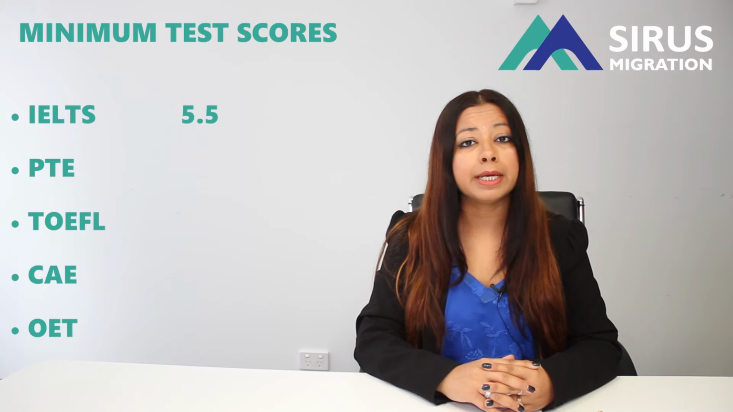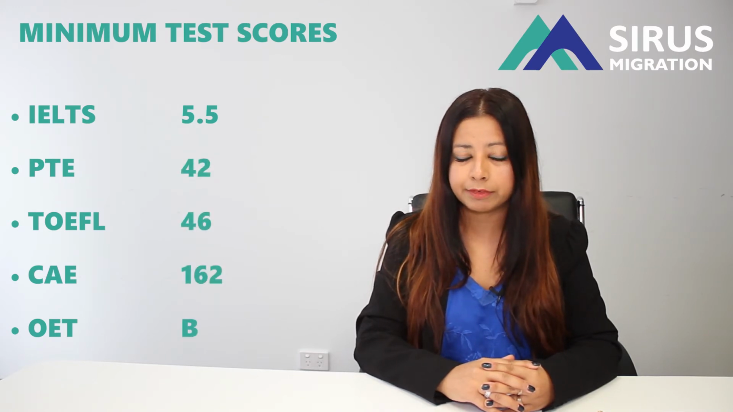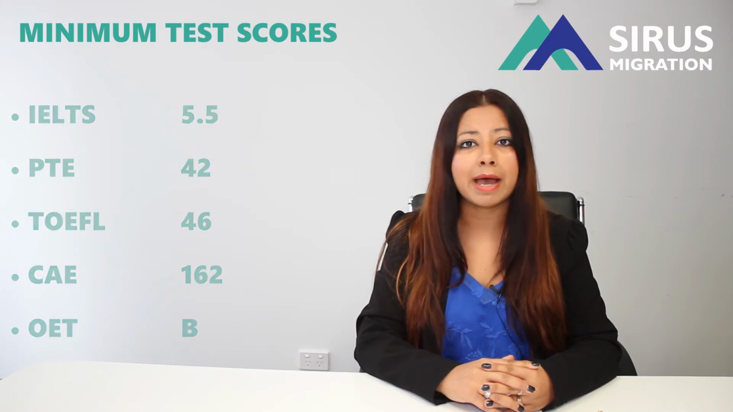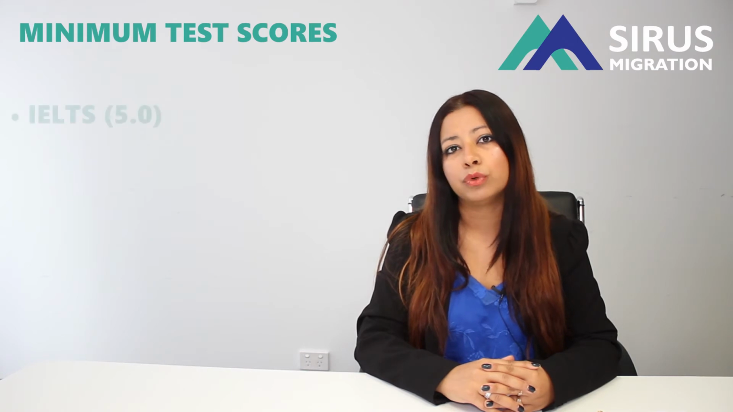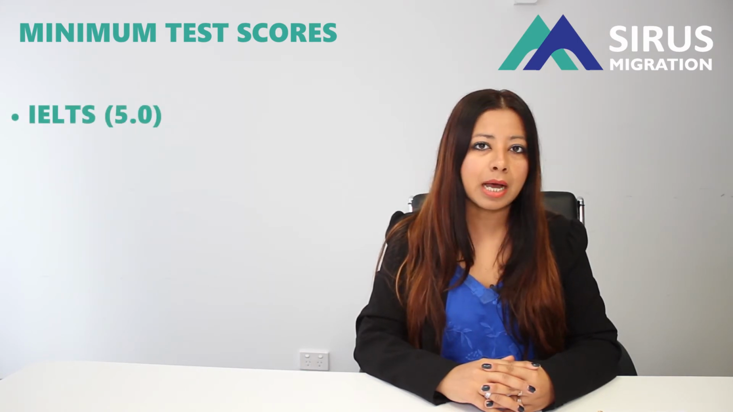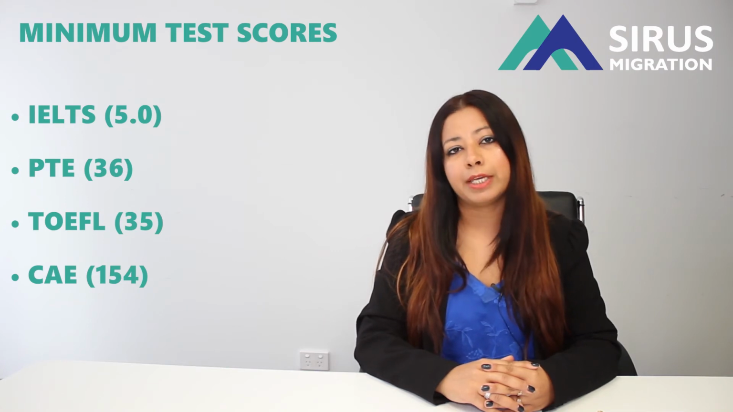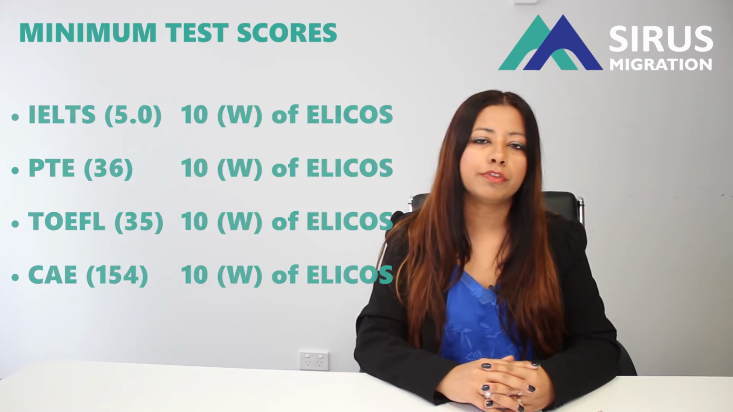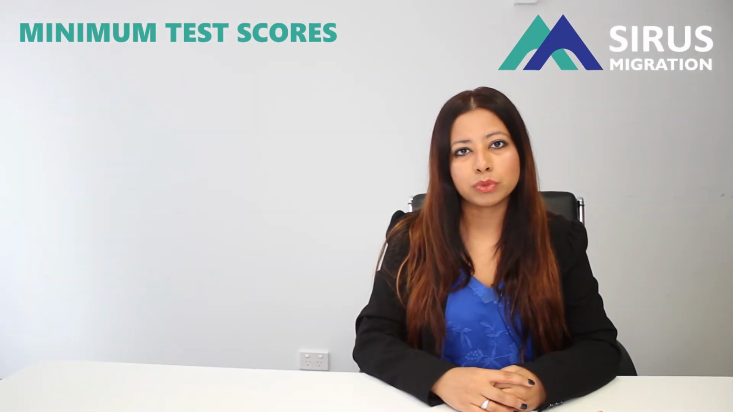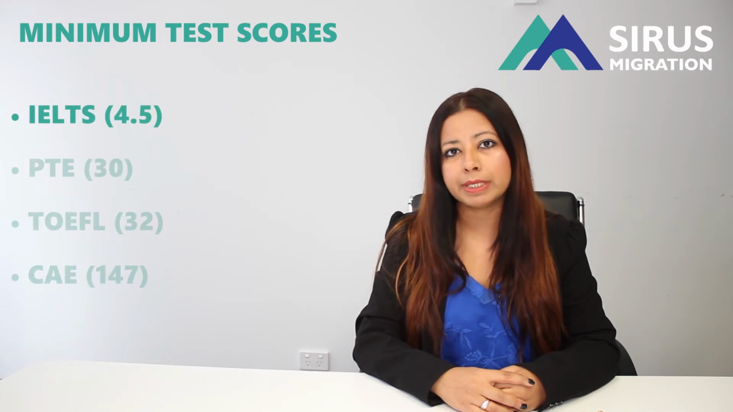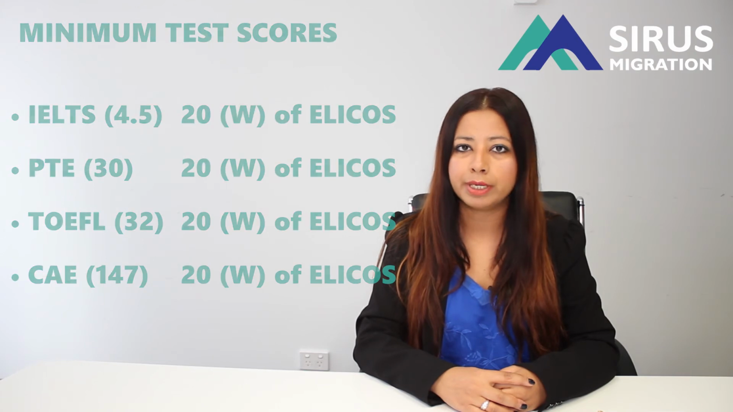Now, if you are doing any other test, you need to have an equivalent of the overall band score of 5.5. So in a situation when you do not have an overall band score of 5.5, say for example, you have an overall band score of only 5 in IELTS or any other equivalent English tests, then you need to package your primary course with 10 weeks of ELICOS course. And in a situation where you've only got the overall band score of 4.5 in IELTS or equivalent, then in that case you will have to package your primary course with 20 weeks of ELICOS course.